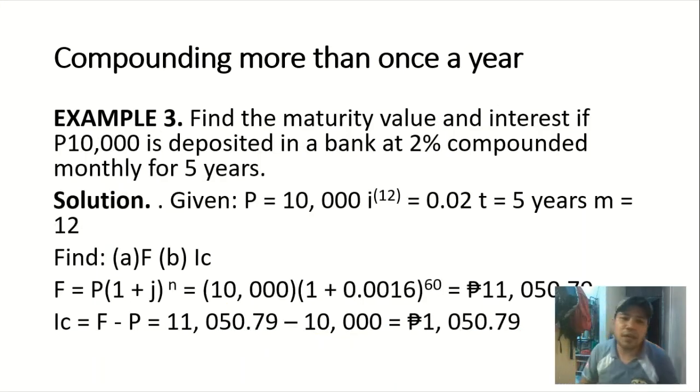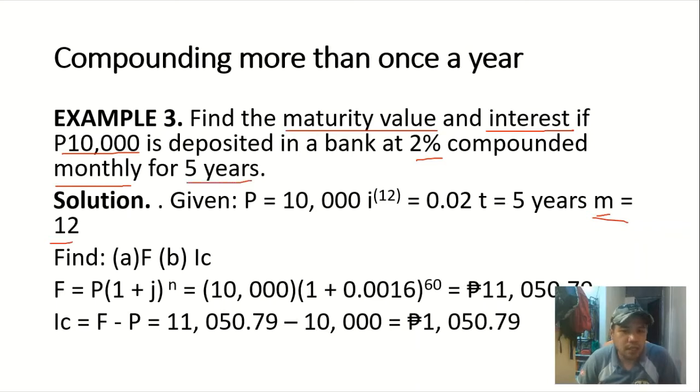Next, find the maturity value. Example number 3. Find the maturity value and interest if 10,000 is deposited in a bank at 2% compounded monthly for 5 years. So, missing is F, maturity value, as well as the I for the interest. Given is 10,000. Once again, 2%. This time, monthly na siya. Kaya 12 ang M natin. M is equals to 12.